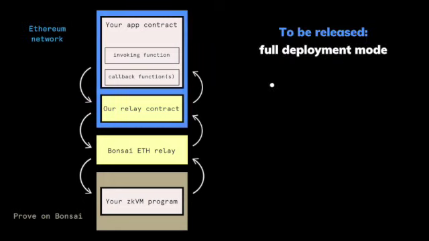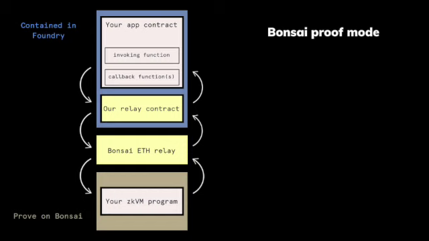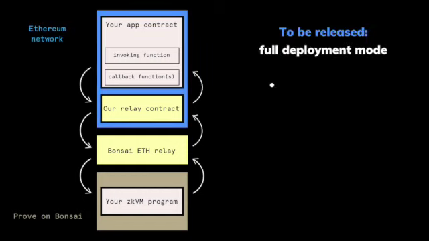Now, this is just a preview, but you'll see it's pretty similar between what's contained in Foundry and what we're actually going to deploy on the Ethereum network. You'll deploy your app contract, we'll have a deployed relay contract, and everything else will proceed the same as it did when you were using a local setup that reached out to Bonsai.